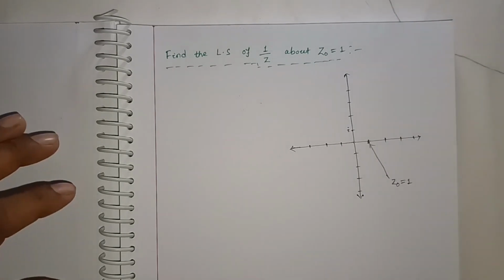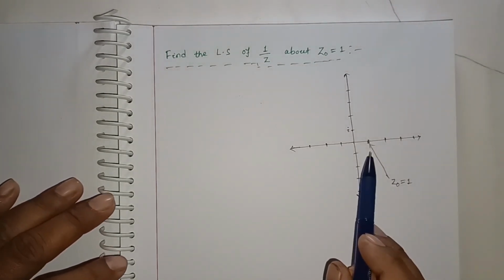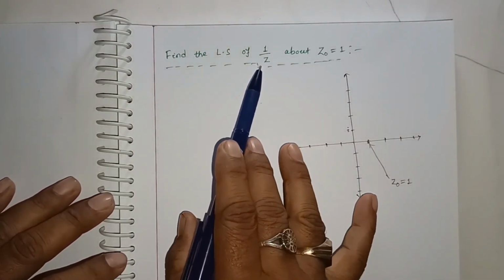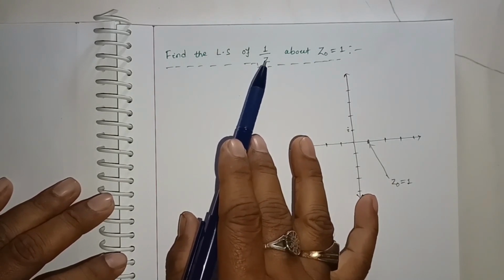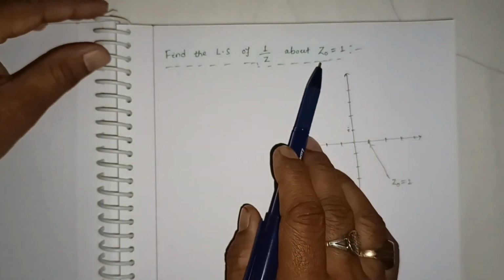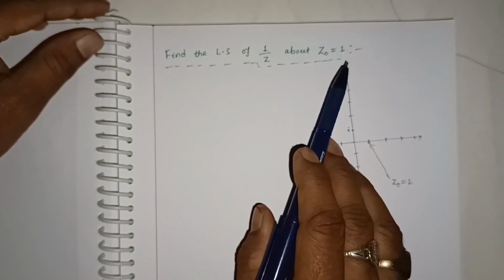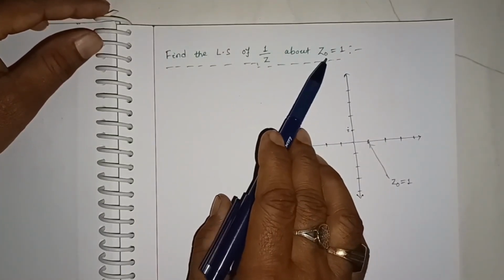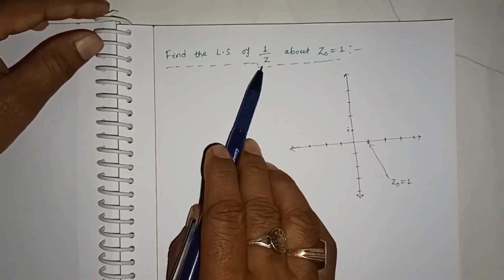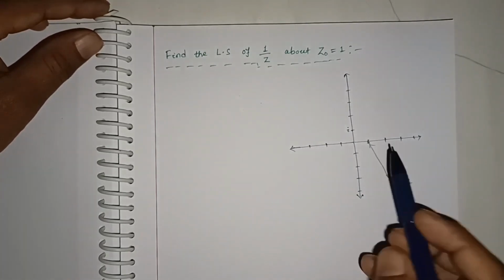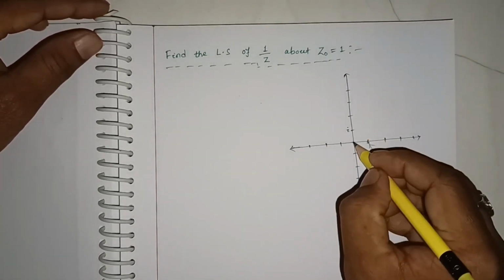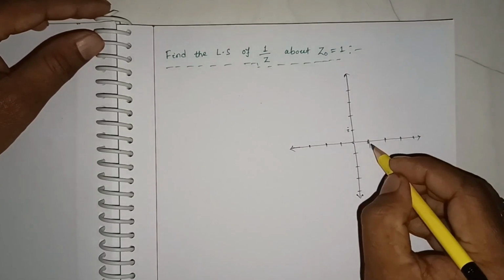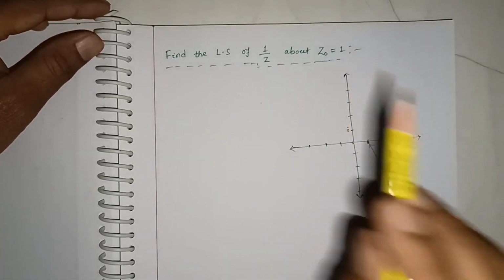So first here you can see that this z0 is not the singular point of this function. First I am going to write this z0 where we have to find out the Laurent series of this function. That point is not the singular point. For this function, singular point is z equal to 0. Here z equal to 0 is the singular point, but this point is not the singular point for this function.